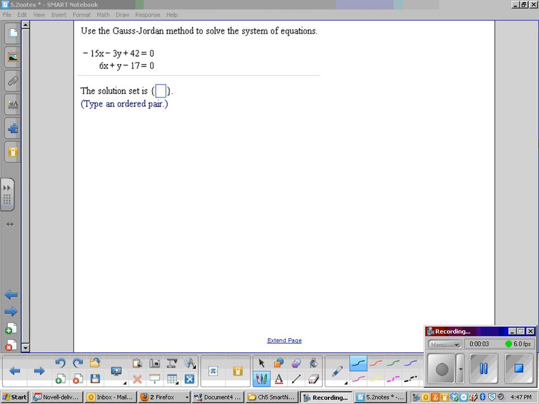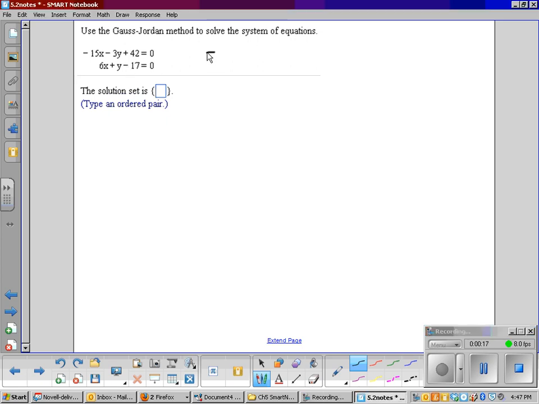Hopefully you noticed pretty quickly that this system is not set up for the Gauss-Jordan method. If I start my augmented matrix right now, it's not going to be correct because my constants are on the left side of the equal sign, not on the right side. So I need to correct my system to begin with, and I need to subtract 42 from both sides on the first equation, and I need to add 17 to both sides on the second equation.